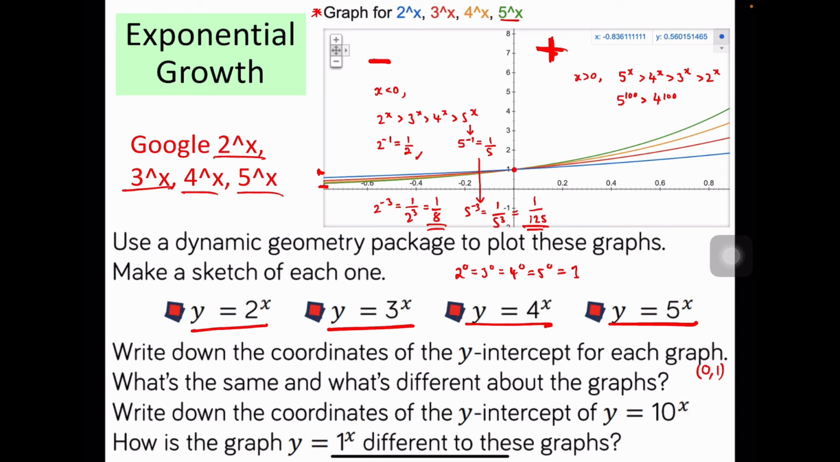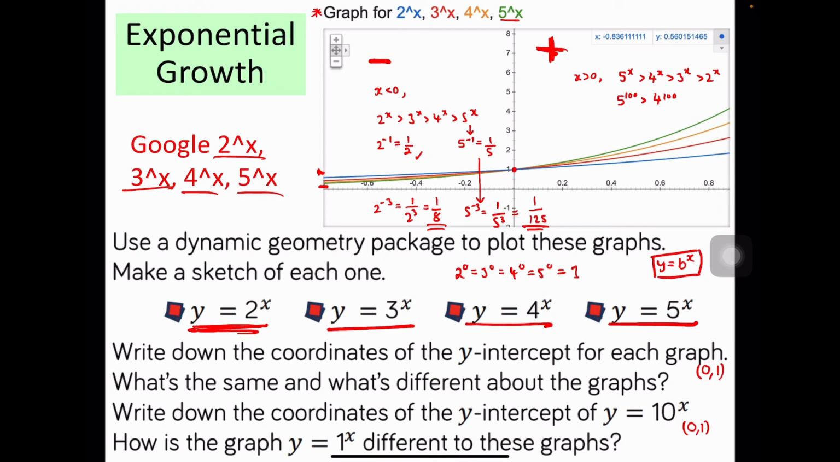Write down the coordinates of the y-intercept of y equals 10 to the x. Well, the y-intercept would of course be (0, 1) again. The y-intercept will be 1, and so the coordinates would be (0, 1). Remember, anything to the power of 0 is 1, and all exponential curves in this form, where you have a constant followed by a constant to the power of x, the y-intercept will always be 1.